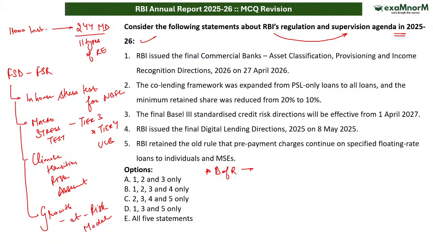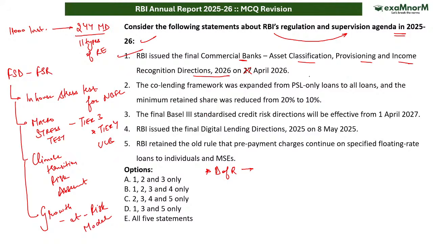So, a major outcome was the final Reserve Bank of India's commercial bank asset classification, provisioning, and income recognition direction 2026, which has been launched. अब उसके बेसिस पे क्वेश्चन है, RBI issued the final commercial bank asset classification, provisioning, and income recognition 2026 in April 2026. That is correct. डेट नहीं भी याद होगी तो भी चलेगा.